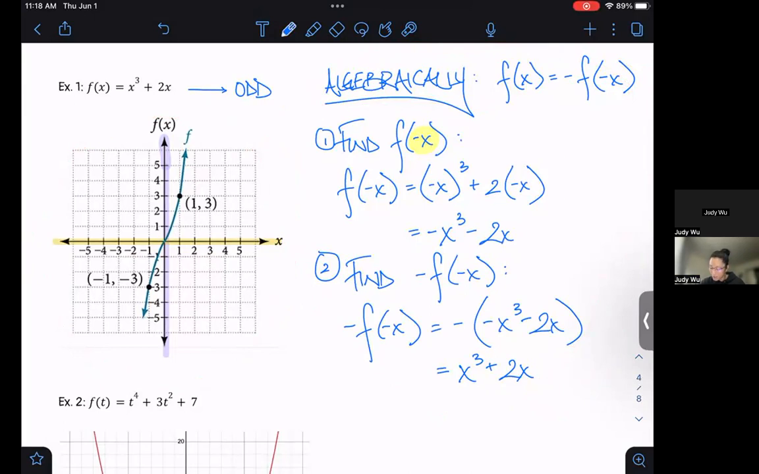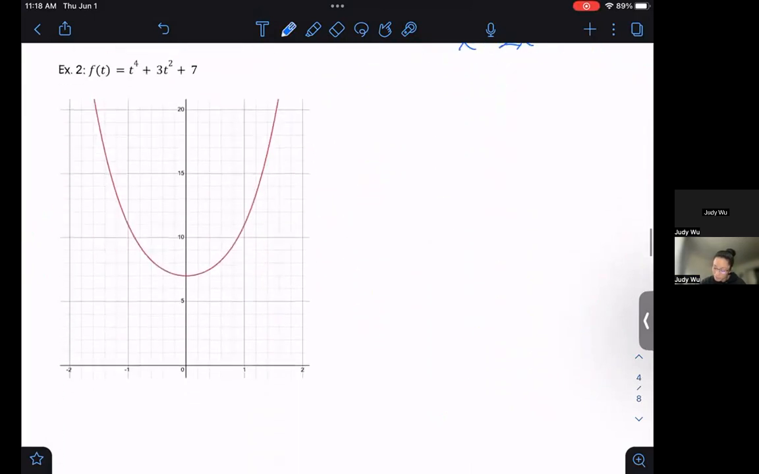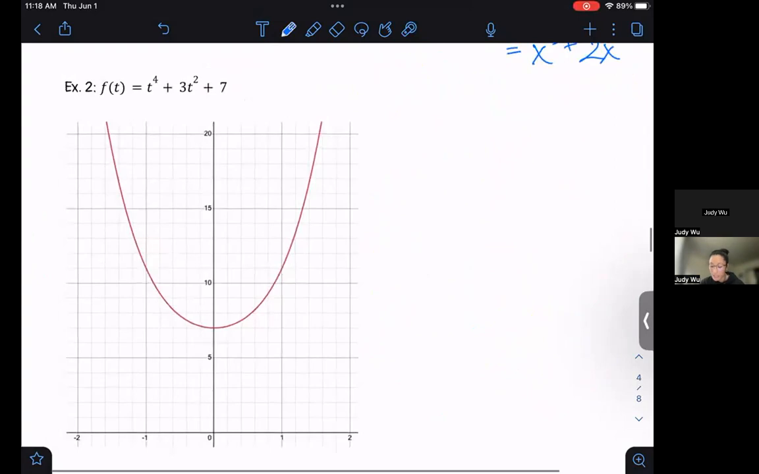All right, let's try a second example. We've got f of t equals t to the fourth plus 3t squared plus 7. Now, I wanted to switch up the variables a little bit because I know a lot of times in physics or chemistry, or biology, we might actually use t for time instead of x. So I just wanted us to remind ourselves that it's okay if we swap out those x's for t's, okay? Now, looking at this picture, what are your guesses? Even or odd?